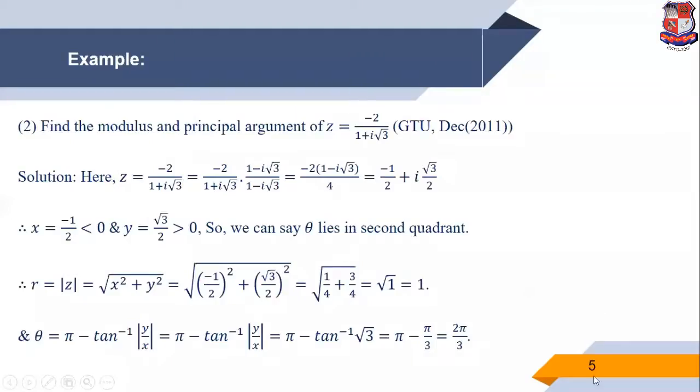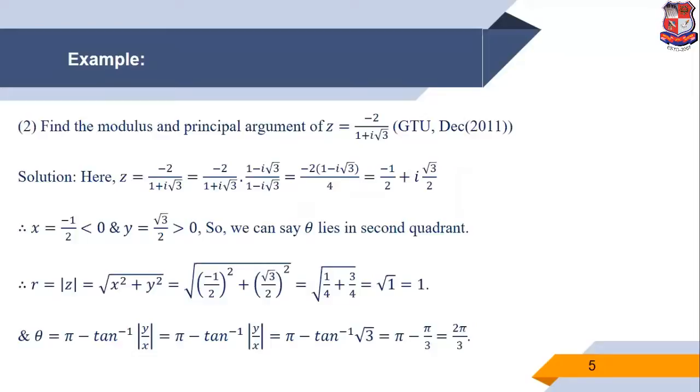Now, next example. The example is based on the argument and modulus. Question: find the modulus and principal argument of z = −2 upon 1 plus i root 3. So this is an important question. If we want to find the modulus and principal argument of z, we discussed the concept in a previous lecture.